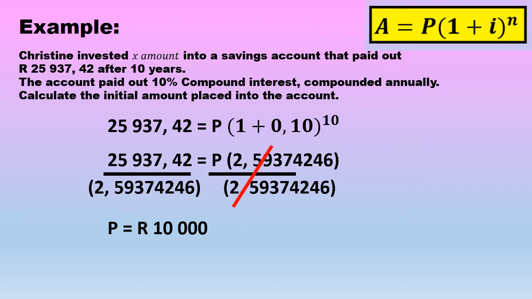Okay, so she has to invest 10,000 Rand so that she can get a payout of 25,937. And you can go and check your answer. You can go and insert it into P as 10,000, insert the rest as given, and see whether, if you press answer, it does give you 25,937. So it's easy to check your answers as well.